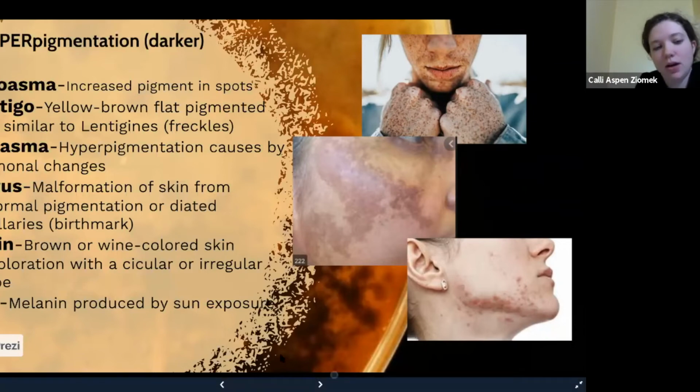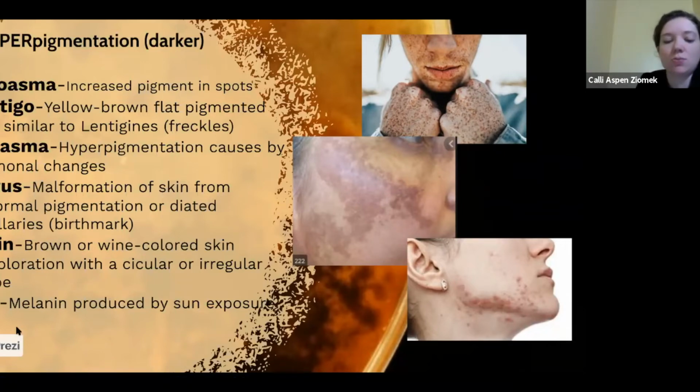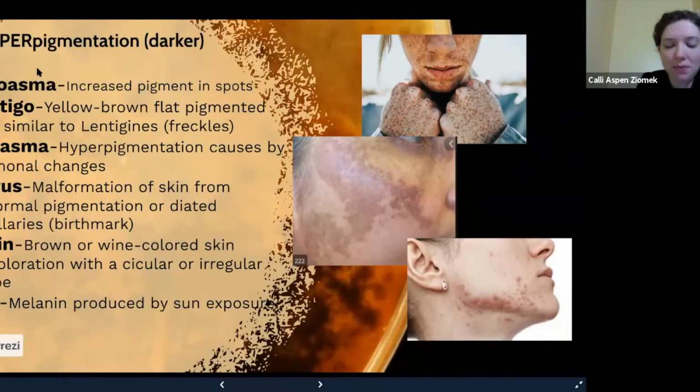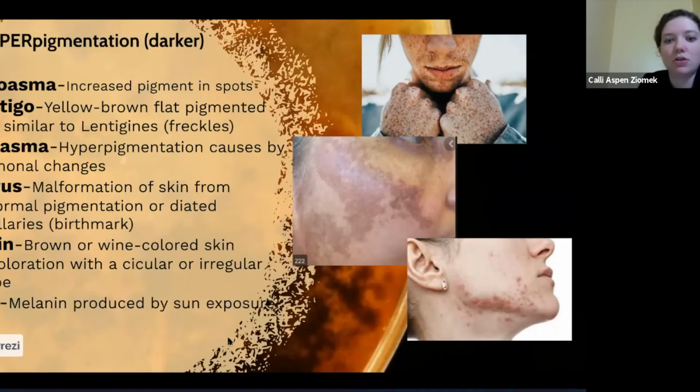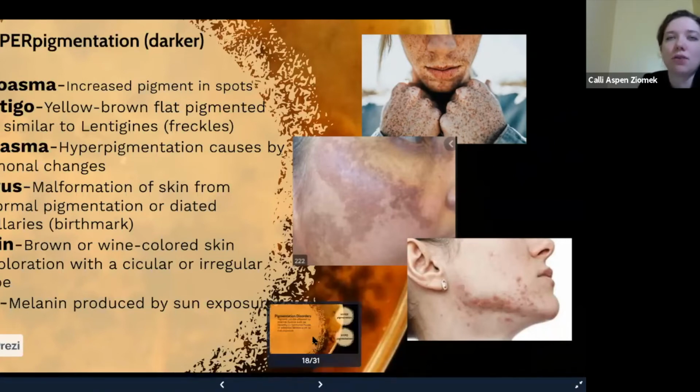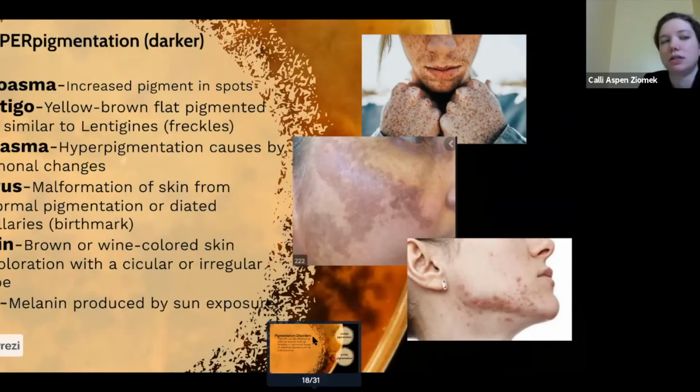Then you have the always coveted tan. This is the melanin produced by sun exposure, and I'm sure you all know what a tan looks like. So it is actually hyperpigmentation when you get a tan, because it is the melanin producing more than it normally would because of the excessive sun exposure that you had to get it. And that is whether you are getting it from a tanning booth, salon bed, or whether you actually get it from the sun.